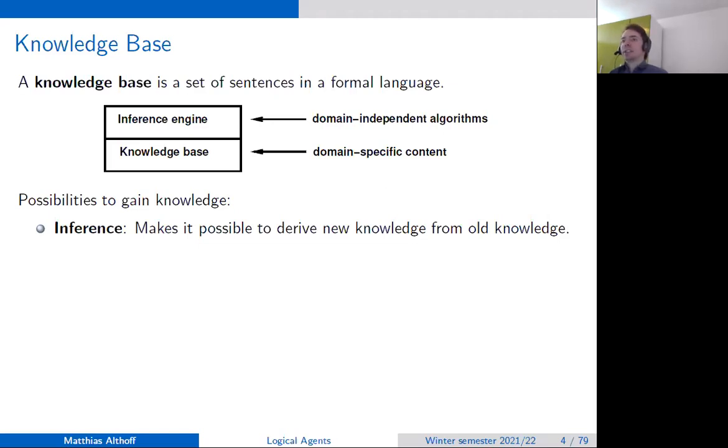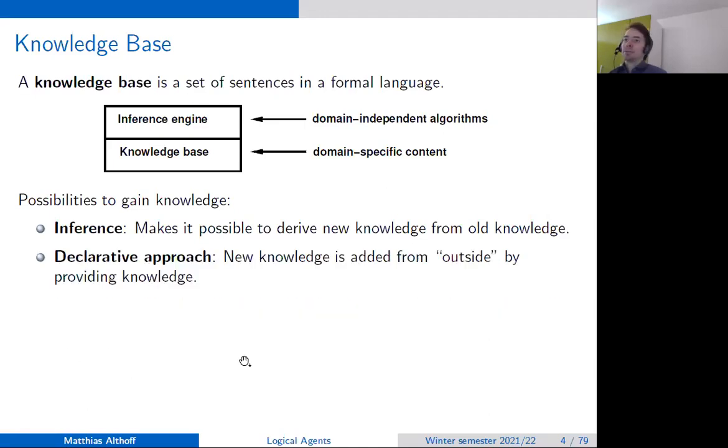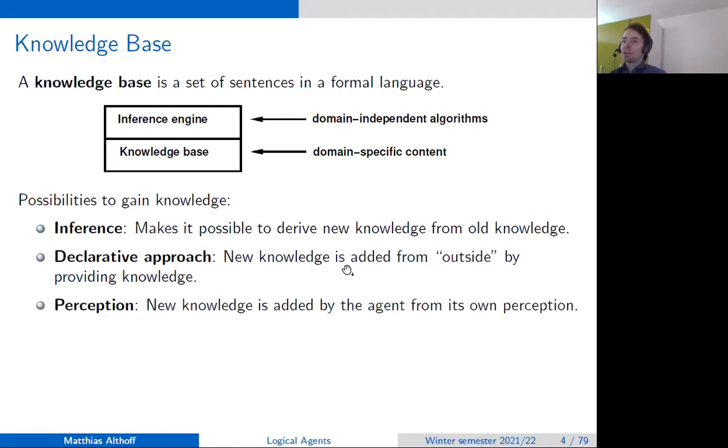Right, sensors, good. We can just observe the environment and obtain knowledge. That's a very good idea. There's one other very trivial way of gaining knowledge. Just think of how you can gain knowledge yourself. It's just taking knowledge from outside, let's say from Wikipedia or from a library or something like that. So that's the declarative approach. Knowledge is added from outside by providing knowledge, or perception, as you mentioned, you can just observe the environment.